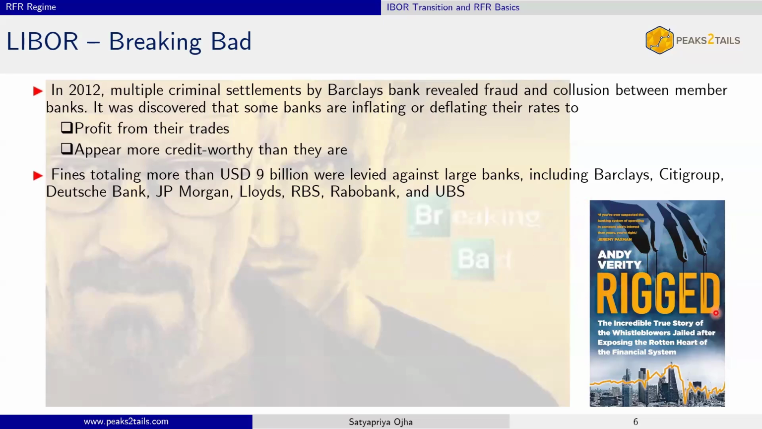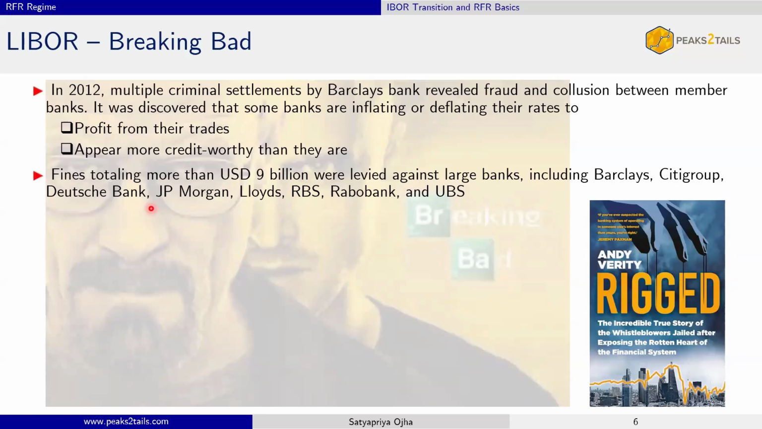So some of the innocent people also suffered because of this as whistleblowers. Okay. If you get some time, read through this book. Right, it talks about whistleblowers who were jailed after exposing the rotten heart of the financial system. Okay, so the LIBOR scandal happened. Then a lot of protocols and governance were put in place, and the system still continued.